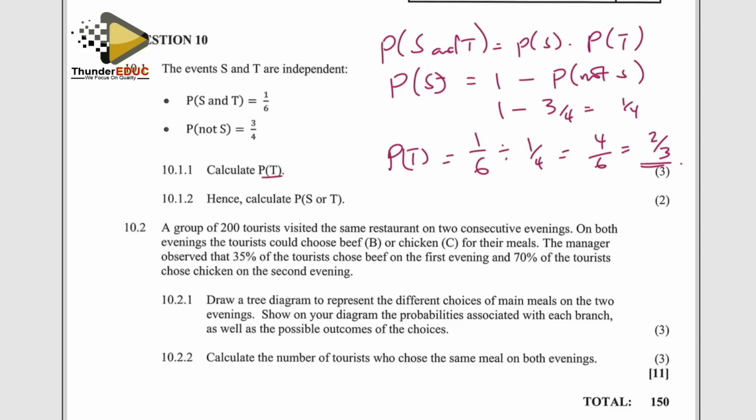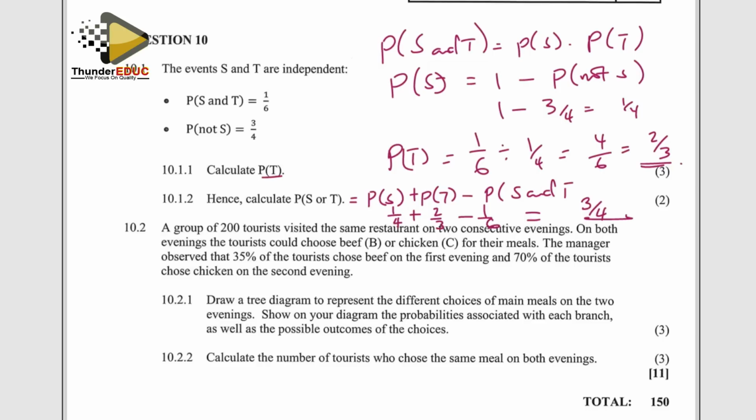Okay, then they want us to get the probability of P of S or T, so that's going to be the probability of S plus the probability of T minus the probability of S and T. So S we got as a quarter plus T that we got as 2/3 minus the intersection, which is 1/6. Just punch this into the calculator. I'm getting 9/12, which is 3/4.